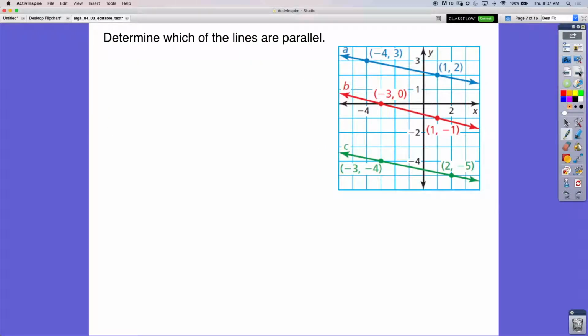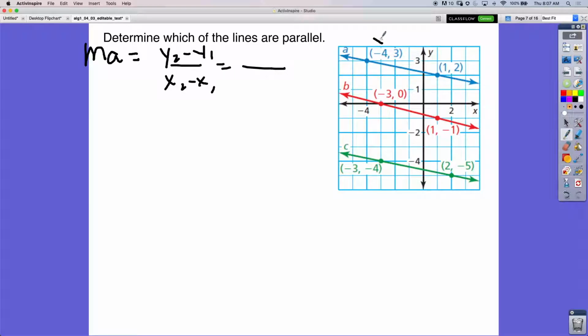Determine if the lines are parallel. So what you need to get used to, especially as you move on to geometry, is to never trust the picture. Even though it looks like they're parallel, you don't know. So you have to prove it. And the way you're going to prove it is by checking the slopes. So let's check the slope of A. The slope of line A is y2 minus y1 over x2 minus x1.